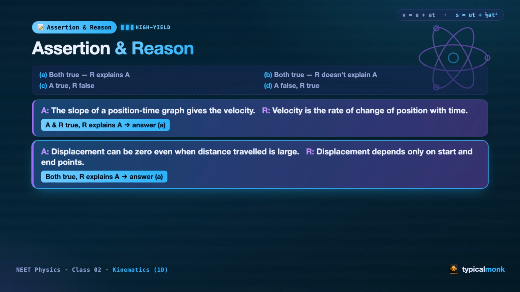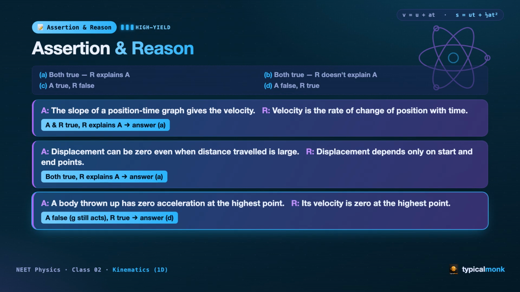Second one, assertion, displacement can be 0 even when the distance traveled is large. Reason, displacement depends only on the start and end points. Both are true, and here the reason is the very cause. Walk along and come back to where you began and the endpoints coincide, so displacement vanishes while distance does not. Both true. Reason explains. Option A.